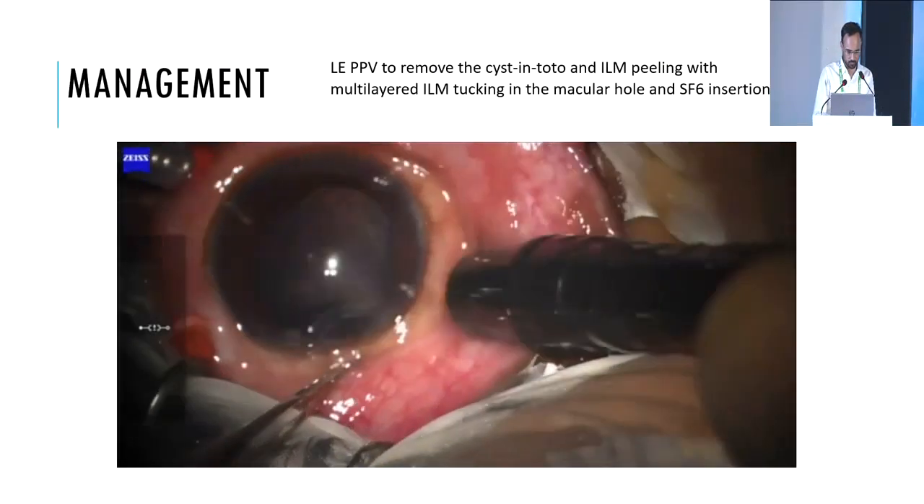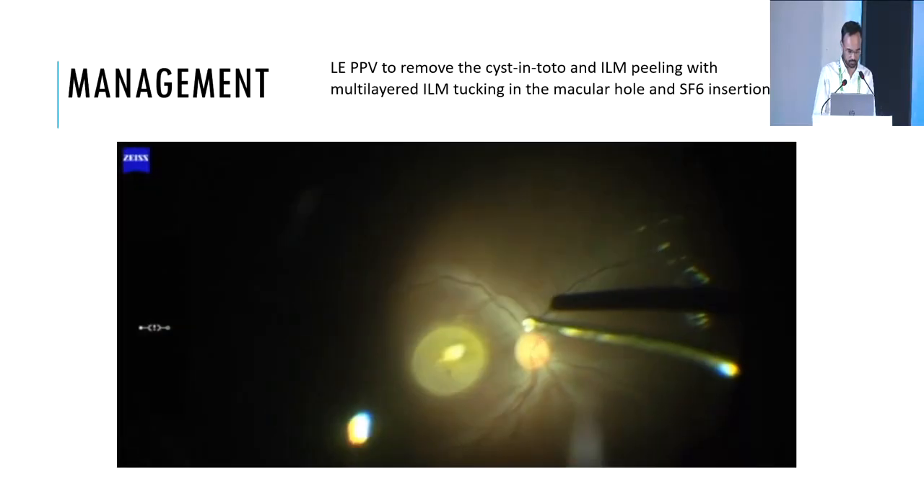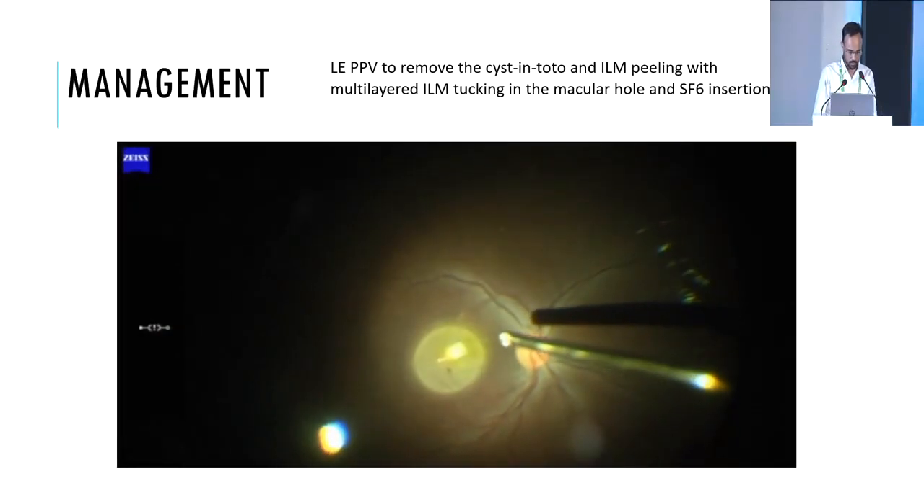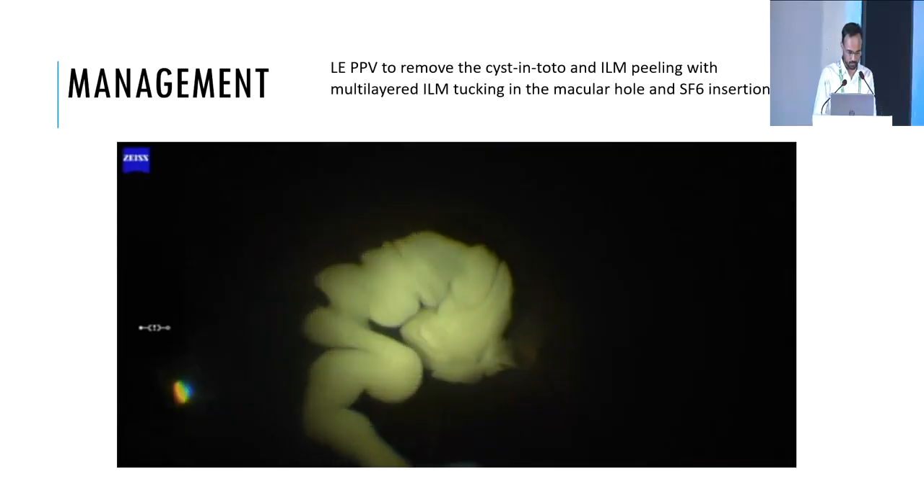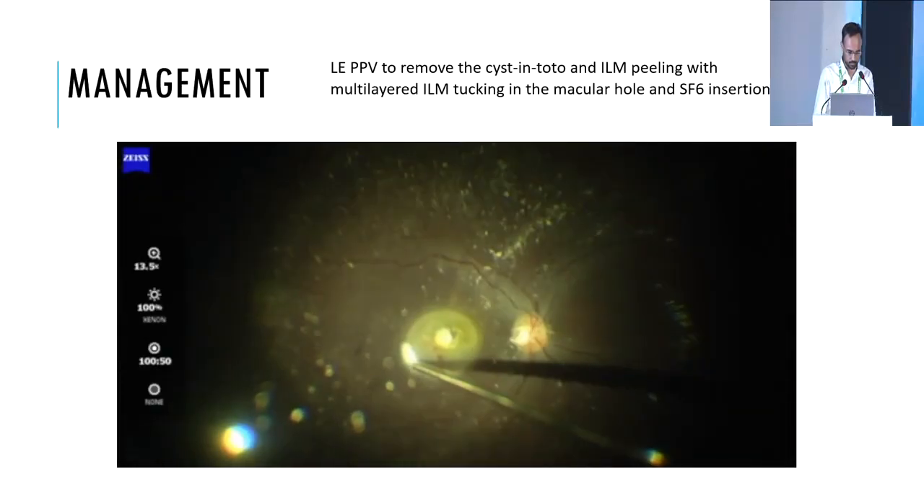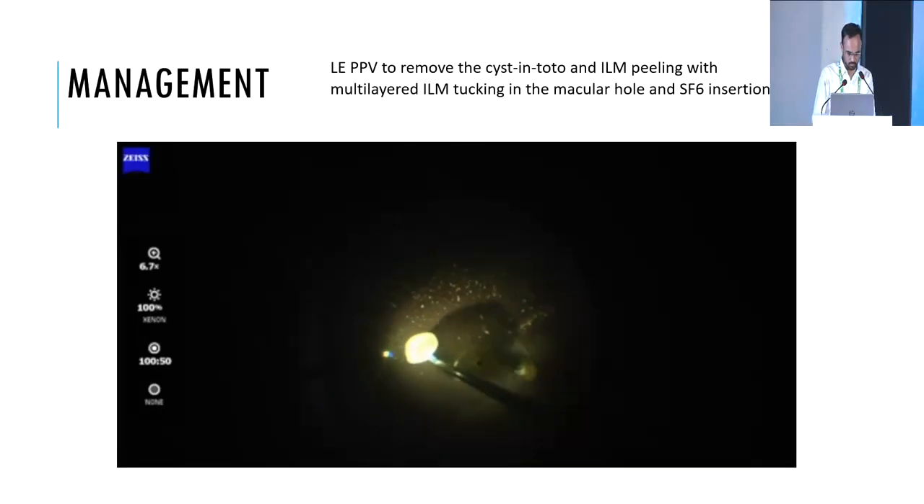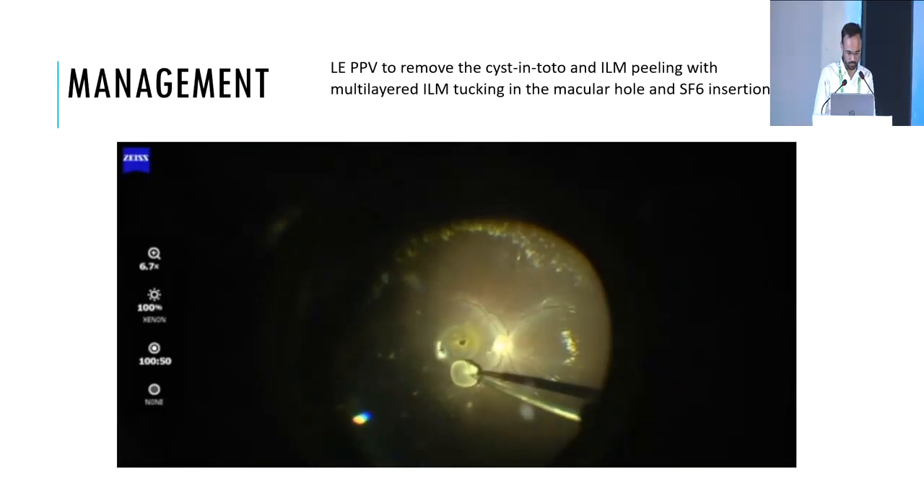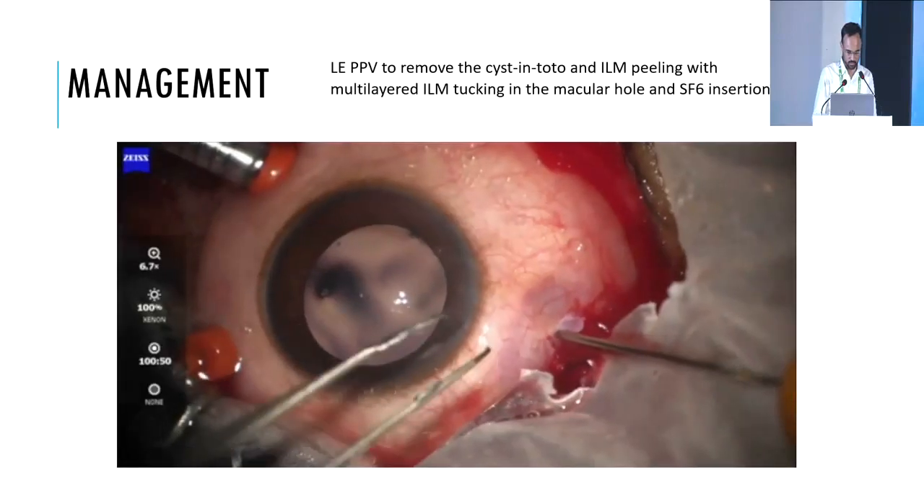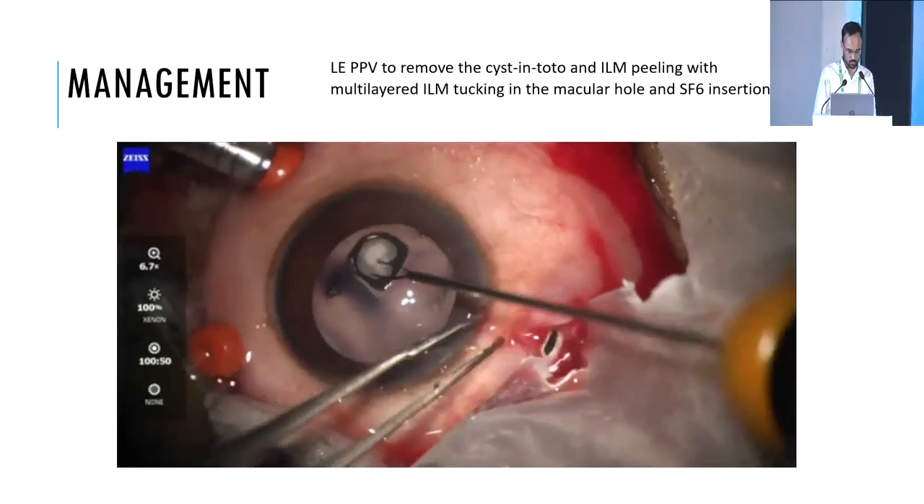This is a video. The patient was managed by doing PPV. This is the vitrectomy being done. Then a retinal break was made with diathermy. The cyst was assisted out with the help of a silicone tip cannula and the endoforceps, which was then sent for histopathological examination.